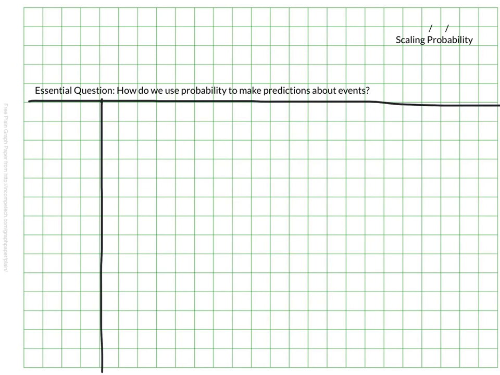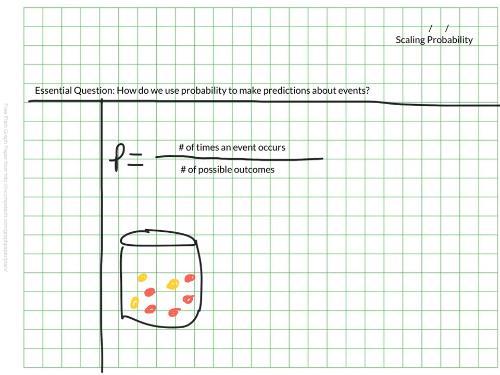So far, we have seen probabilities that can be written as a ratio. We know that probability is a ratio of the number of times an event occurs, or theoretically should occur, out of the number of possible events, right? So thinking about our marbles, if in my bag of marbles there are 3 yellow out of a total of 8 marbles, I know my probability is 3 out of 8, or 3/8.